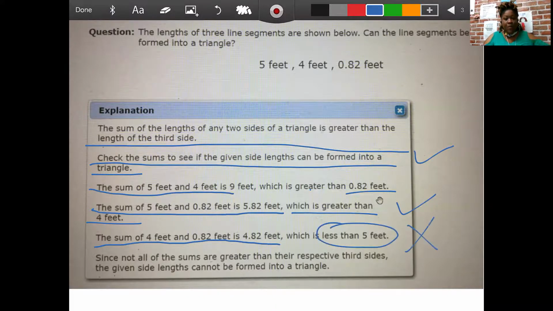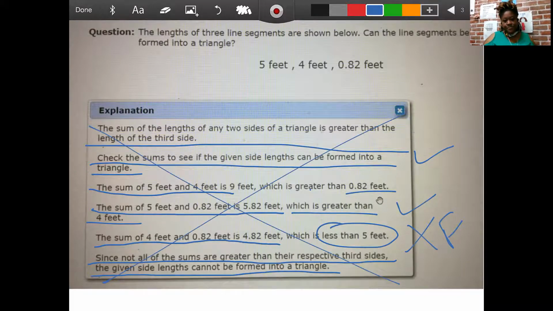Because that one group of numbers didn't work, this is false. Since not all the sums are greater than their respective third sides, the given side lengths cannot be formed into a triangle. So this is not a triangle, okay? Because not every pair of numbers was bigger than the third, and this was evident right there. So I really need you guys to understand this concept. I promise you, you will have a question like this on your final.